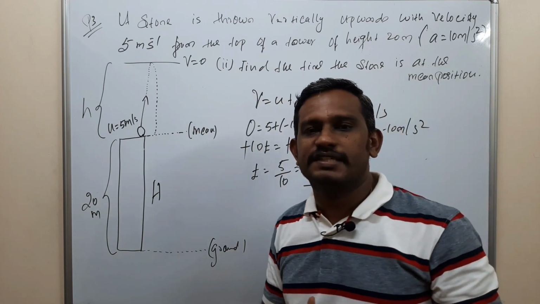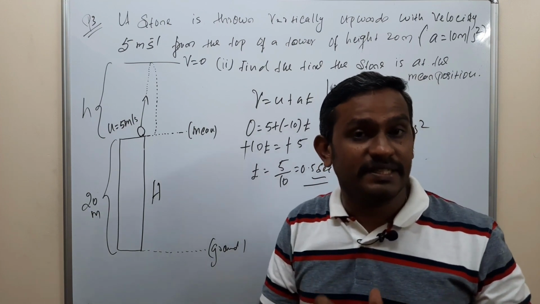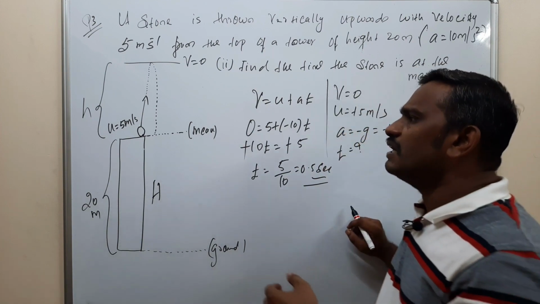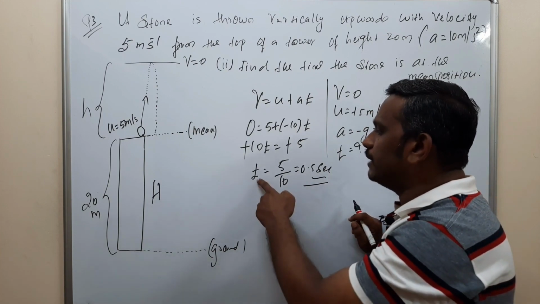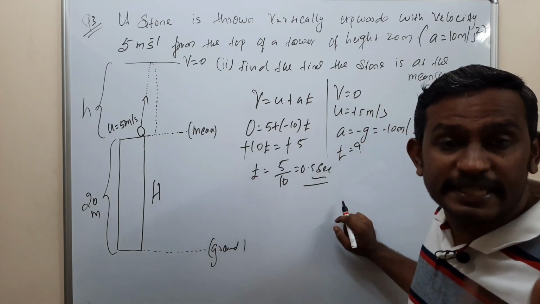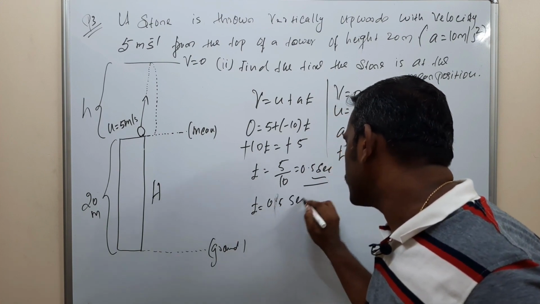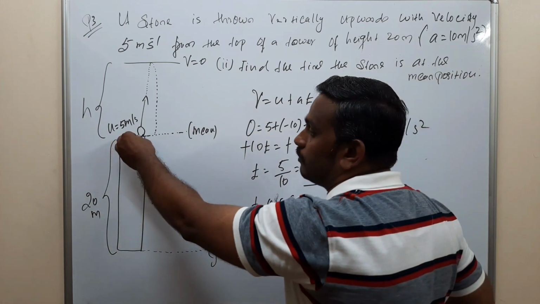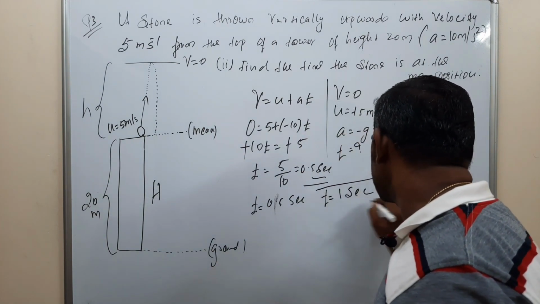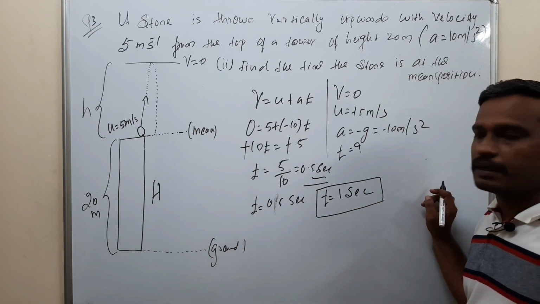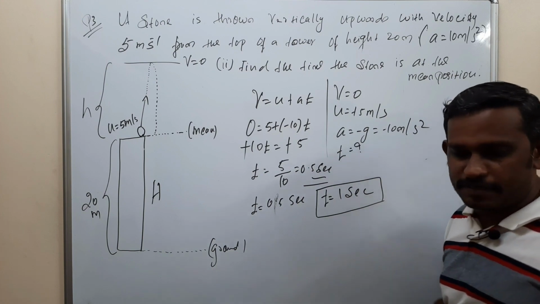So in the absence of air resistance, all the motion under gravity we are considering is happening in vacuum. So we discussed that the time taken for the upward motion is equal to the time taken for the downward motion. So this is the time for upward motion, t is equal to 0.5 seconds. So definitely the time taken for the downward motion is t is equal to 0.5 seconds. So the total time taken by the stone from this position to again reach the same position is t is equal to 1 second. Clear? t is equal to 1 second. So this is the time at which the stone is at the mean position. Okay, time t is equal to 1 second.